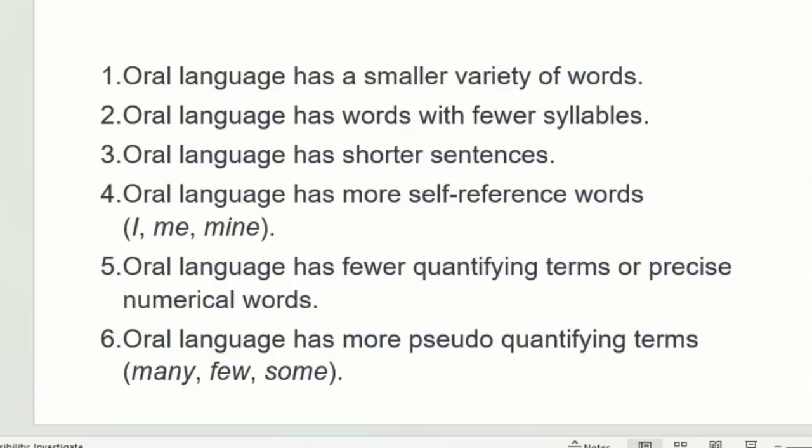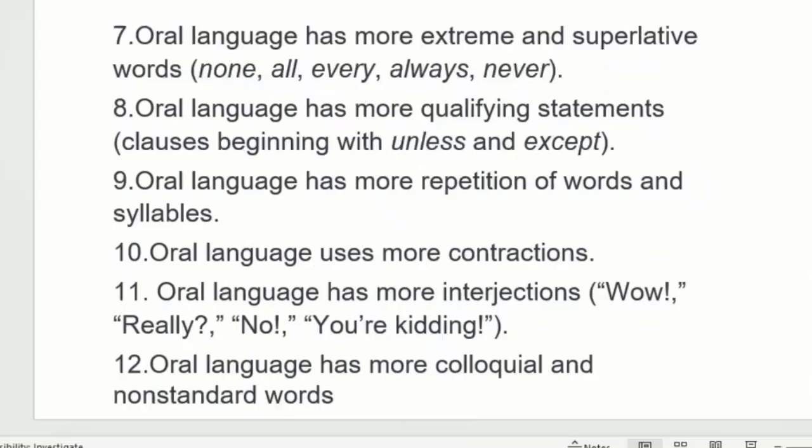Then oral language has more colloquial and non-standard words. What can you say about colloquial? What is colloquial? What are non-standard words? I don't really know the meaning of colloquial, but I know some examples of colloquial. Okay, let me hear.